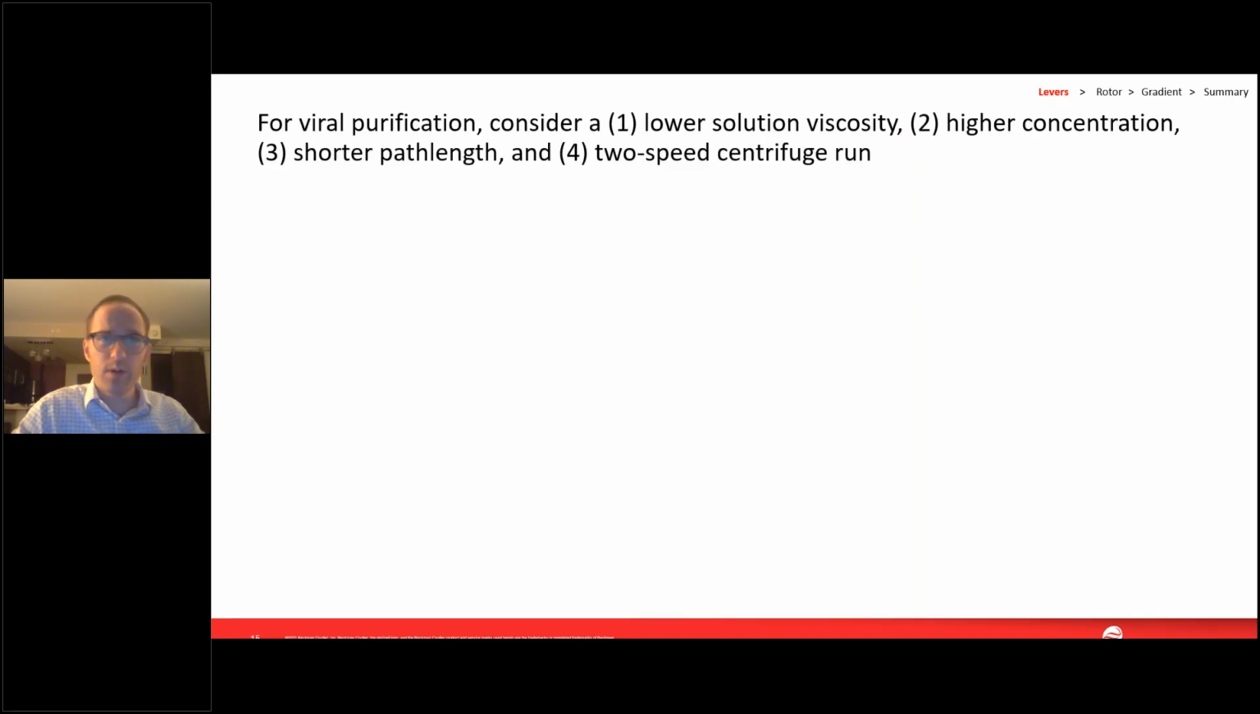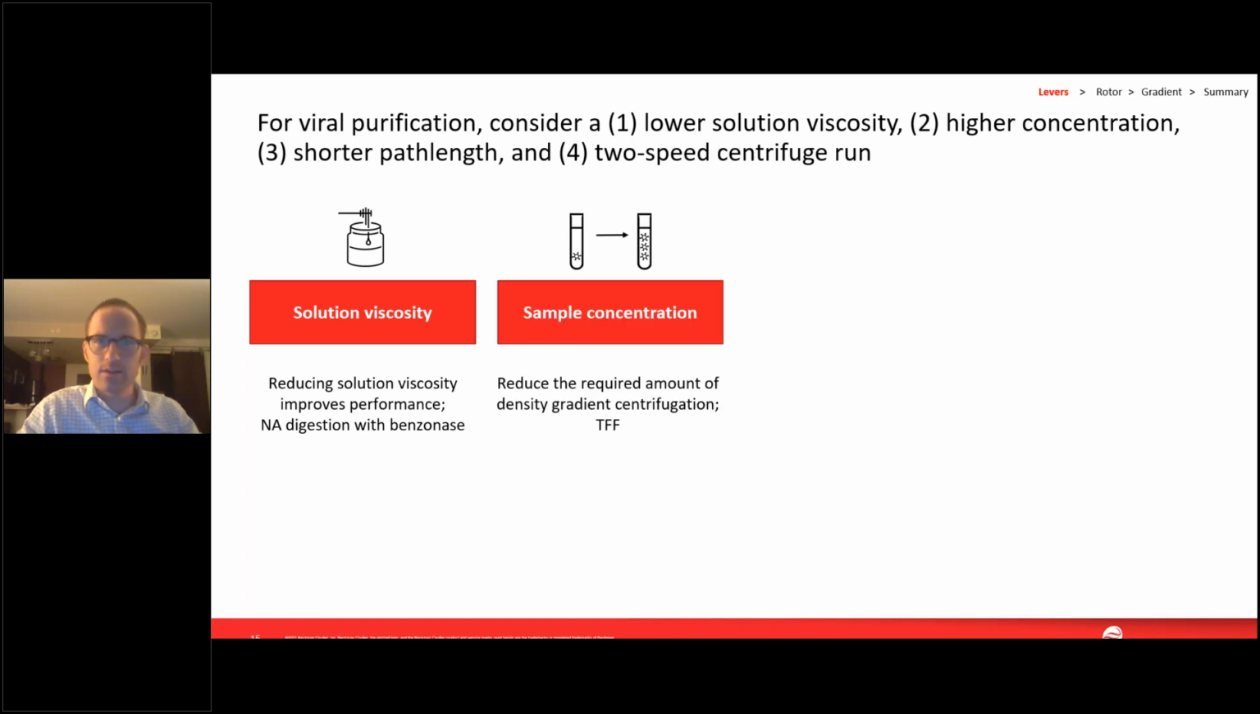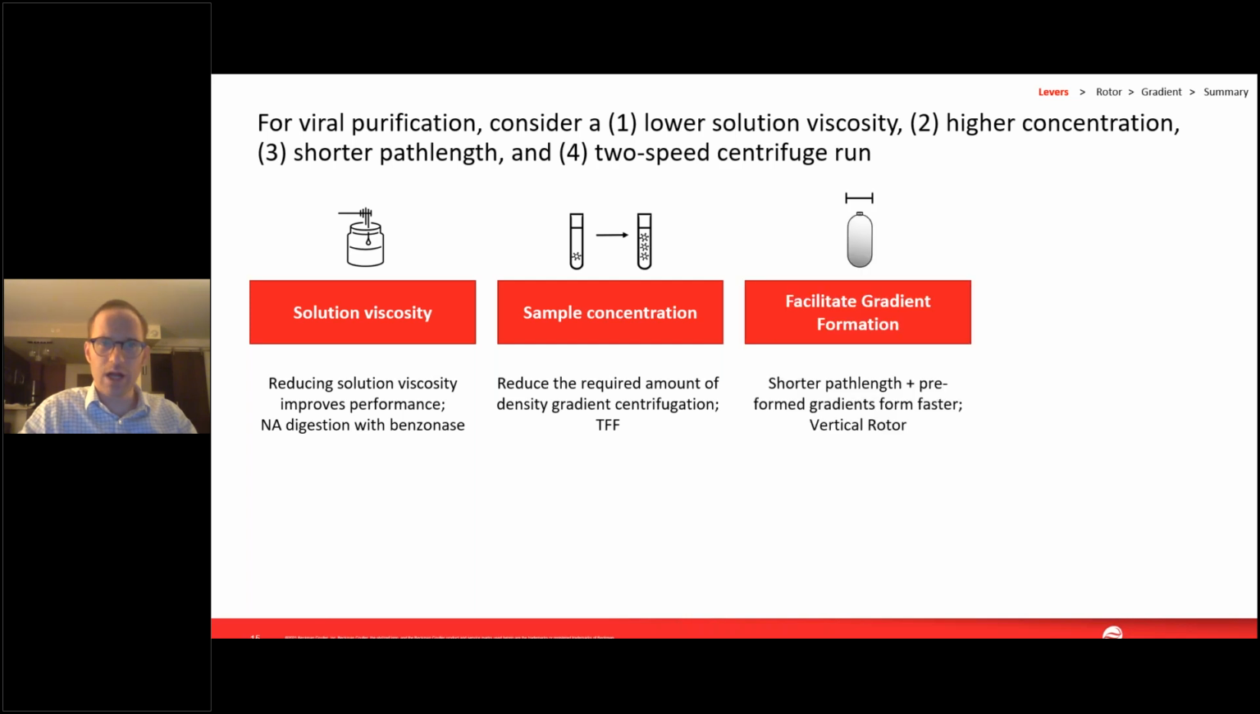So for viral purification, we really want to consider four things. First, a lower solution viscosity, right? Reducing solution viscosity here will improve performance. Commonly, we're using benzonase to digest nucleic acids. Second, I mentioned this just a few slides back, we want to be concentrated on our sample. We want to be reducing the total amount of centrifugation required. Something like TFF here can be very helpful. I think these are more commonly understood.